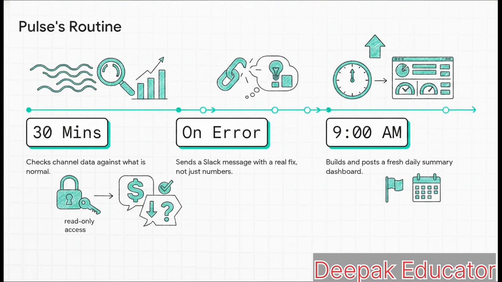Every 30 minutes, it checks the data. It compares it against what's normal for your specific business. But crucially, it has strict guardrails. It's given read-only access. That means it watches, but it never touches or alters anything outside without asking you first.